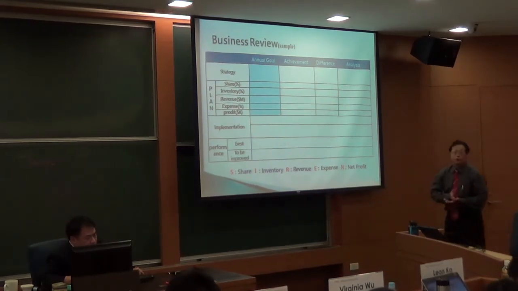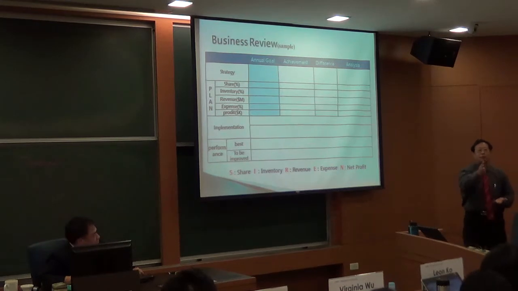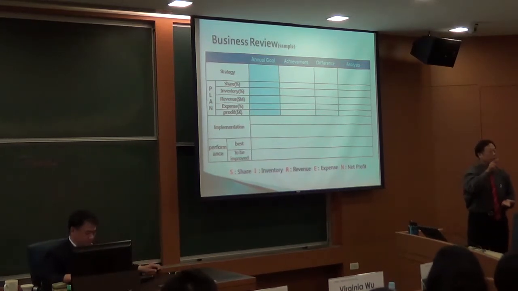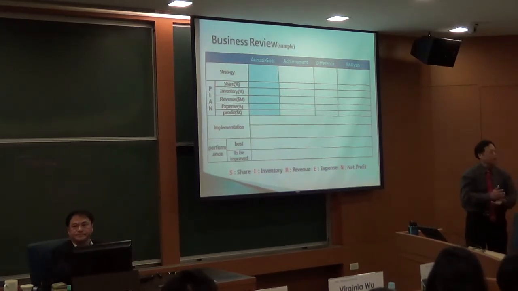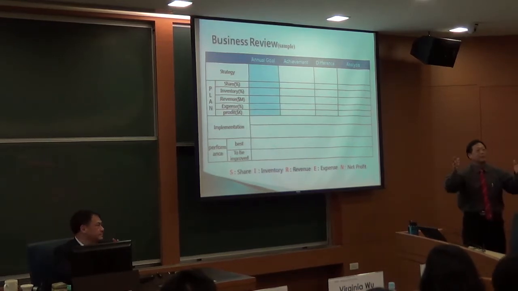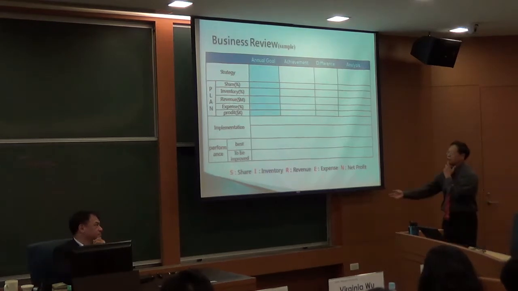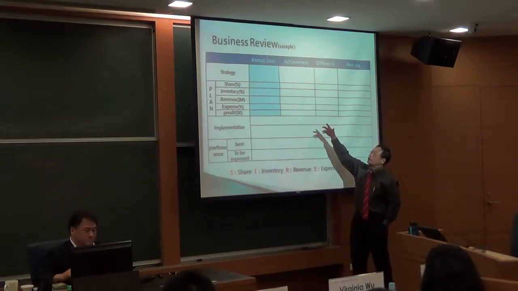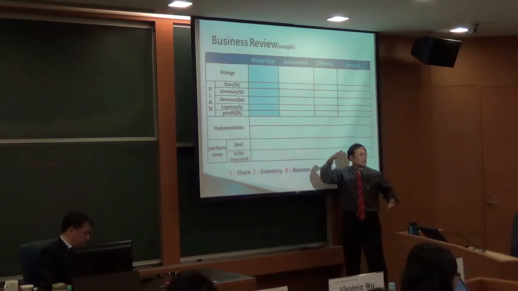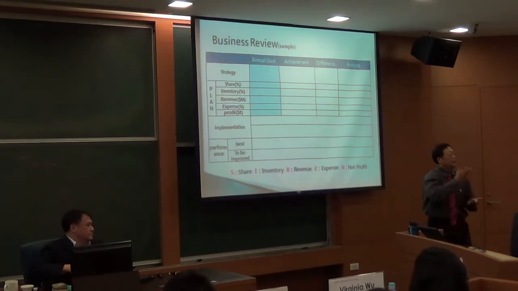What is my market share? Suppose everyone starts from the number one, which is 12.5%, right? So my goal is 20%. But what happened? Maybe at the end of the year you get only like 10%. What happened? Tell me here, and also you write down your implementation, what you have done to make the decision.